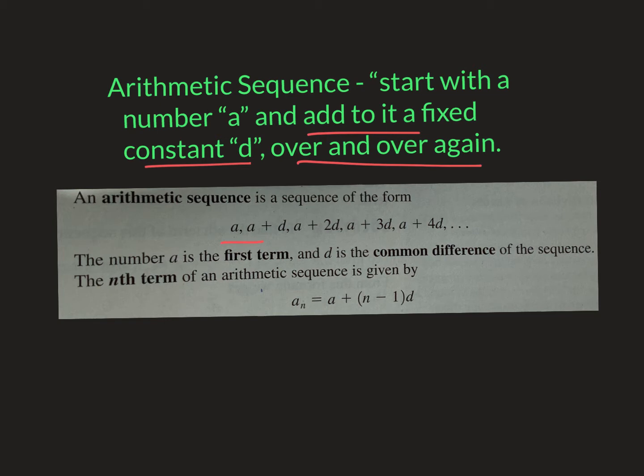So it looks like this: A plus D, A plus 2D. Remember, D is the difference. D is what they're adding. A plus 3D. A is the first term. A plus 4D. You need to write this down. This is the way you find any term of any arithmetic sequence.